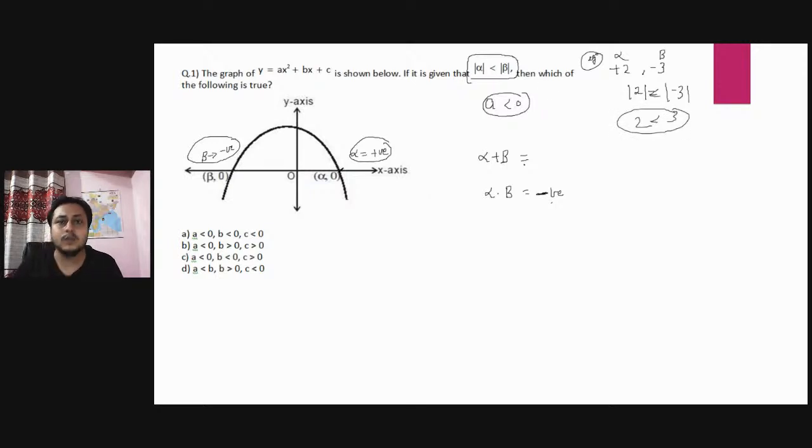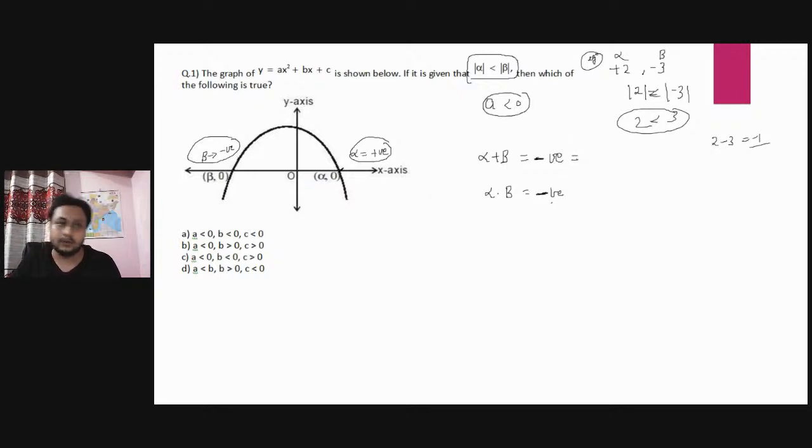When you take the sum of alpha and beta, alpha is positive and beta is negative, and the magnitude of the negative number is more than the positive number. That simply means the sum of these values should be negative, like 2 minus 3, which comes out to be minus 1. So the sum of the roots is negative and the product of the roots is negative.